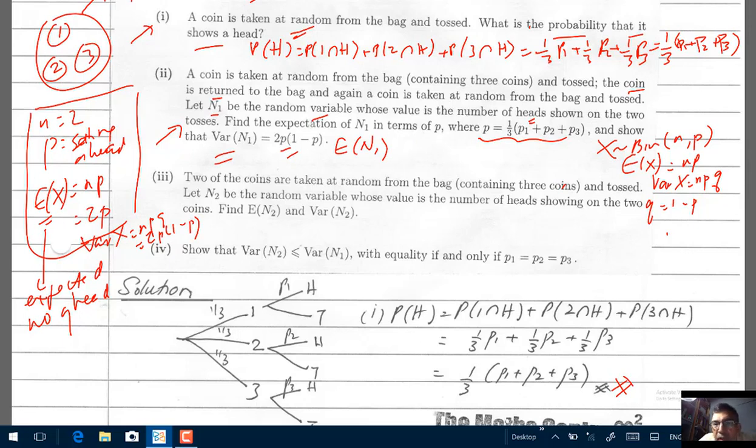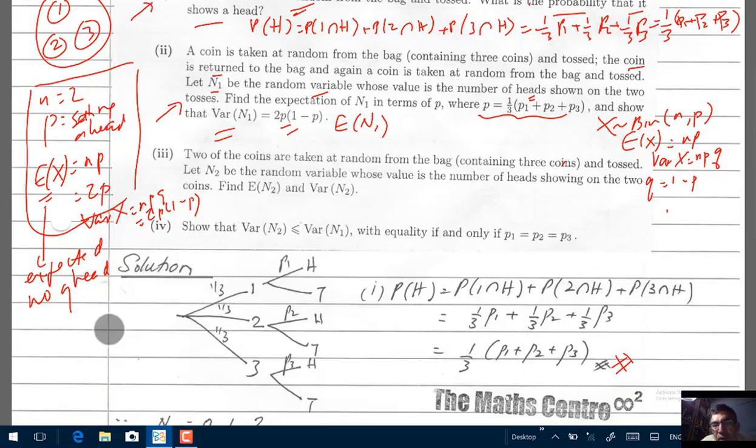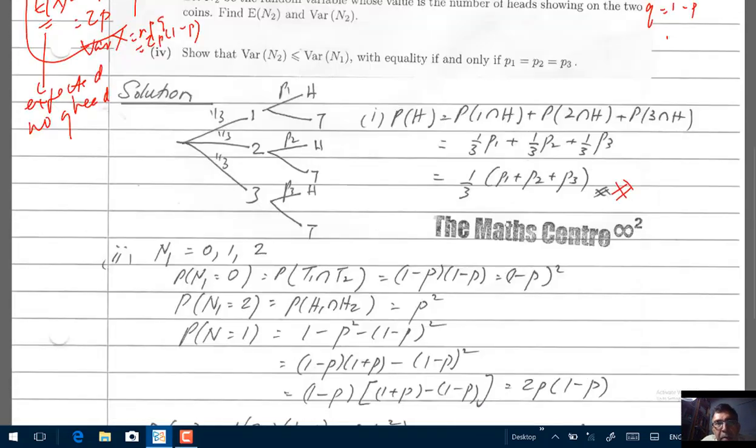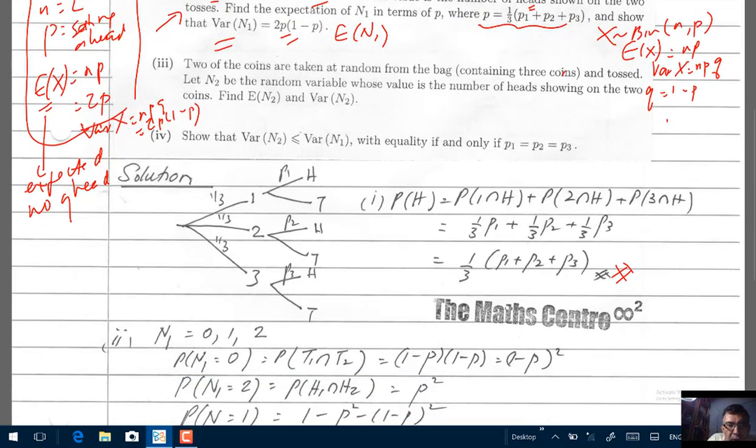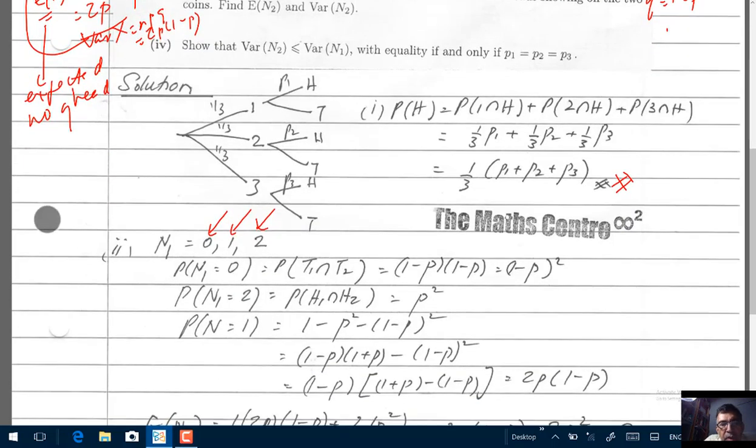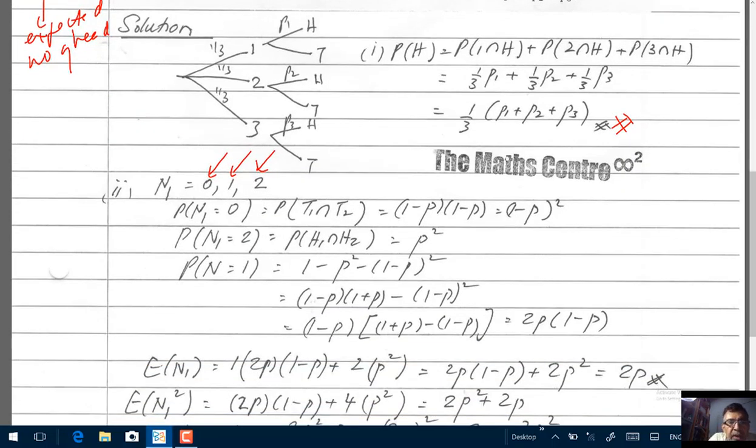Now, if that didn't strike you, then what we'll have to do is write down the expected value as the sum of x times P(x). That's what I've done here. Remember what N1 is? N1 is the number of hits on the 2 tosses. So N1 can be 0, 1, or 2. What is 0? 0 means no hits, which means both tosses are tails.